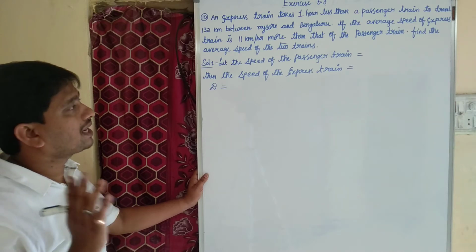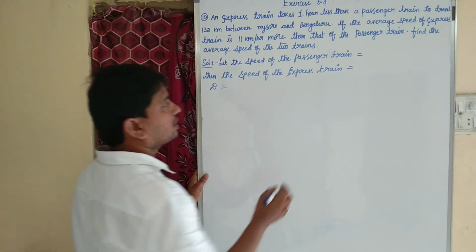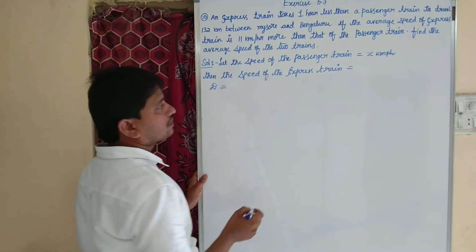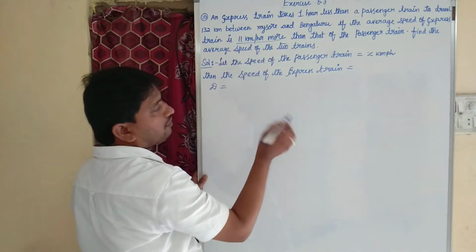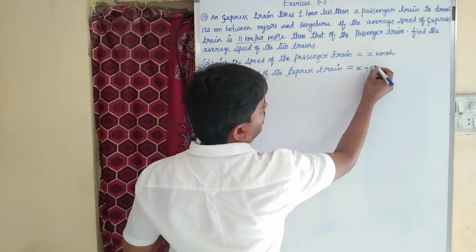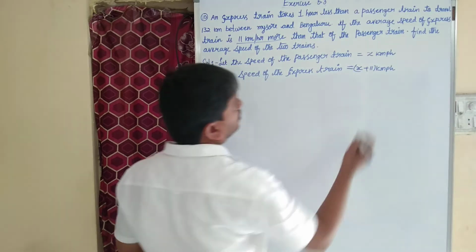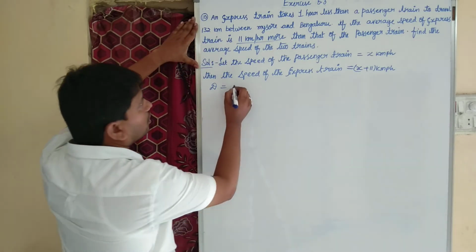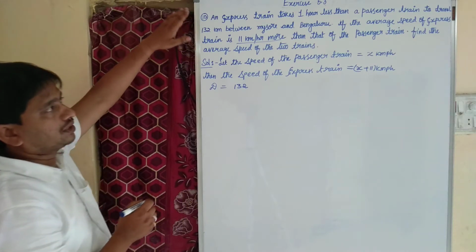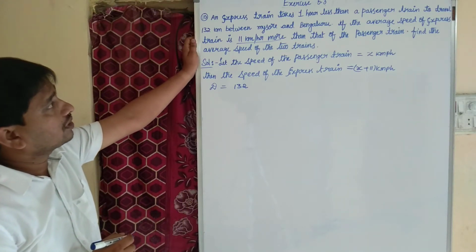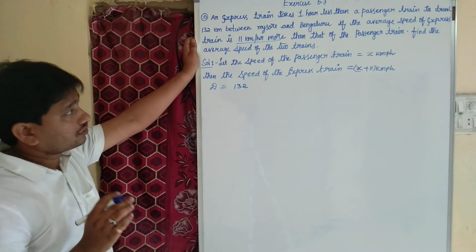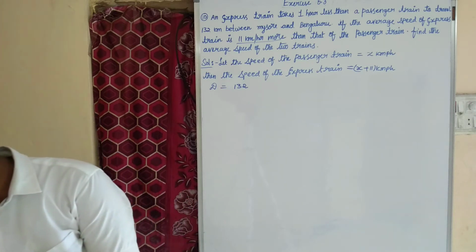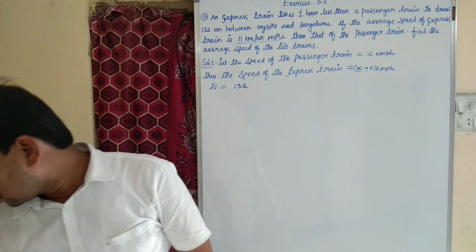We have two trains, one is the passenger train, the second one is the express train. Let the speed of the passenger train be x km per hour. Then what about the express train? 11 km per hour more, which means x plus 11 km per hour, to travel 132 kilometers between Mysore and Bangalore. Distance is equal to how much? 132 kilometers. Okay.